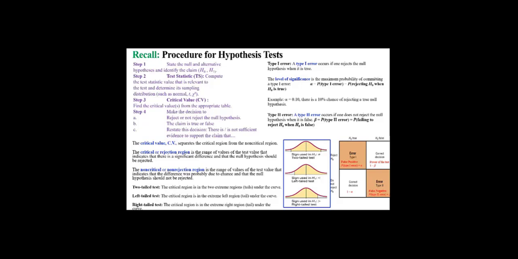Now to discuss various types of errors. Type 1 error is when we reject a true null hypothesis, and numerically, it's equal to alpha. Type 2 error is when we fail to reject a false null hypothesis, and numerically, the probability of type 2 error is equal to beta.